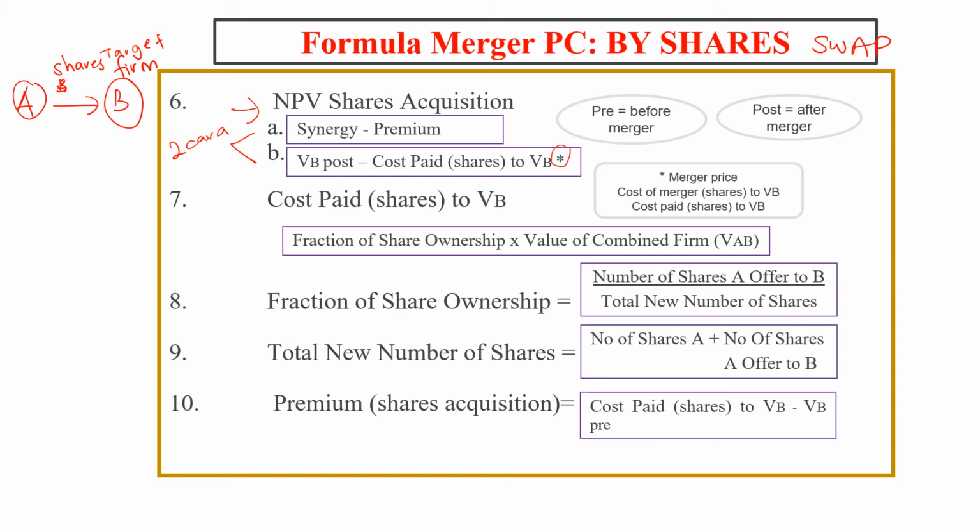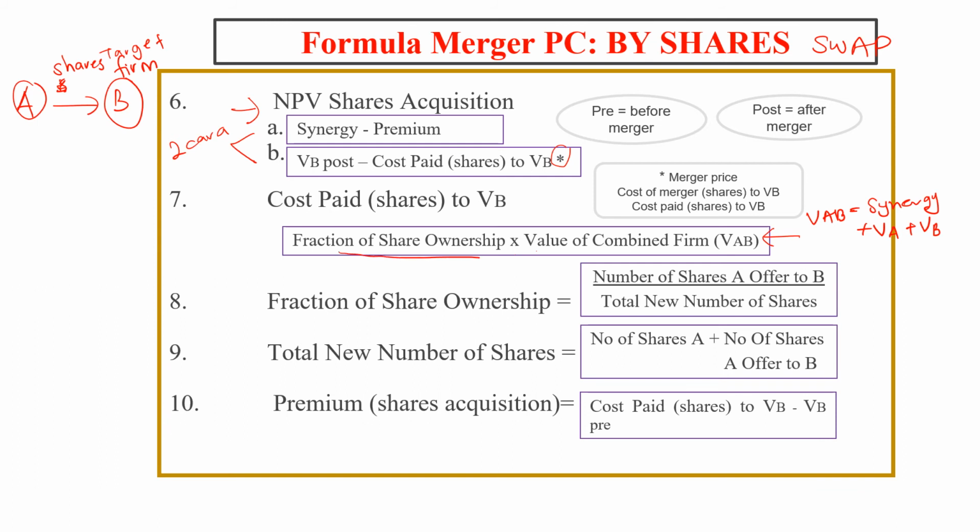And then cost paid shares to B is the fraction of the share ownership times the value of combined firm. How do we calculate the value of combined firm? Look back at the same formula as the cash one earlier. So VAB will equal the synergy plus VA plus VB. So the formula is the same. So for the value of combined firm, you refer back to the same formula. And then the fraction of share ownership you times with the value of combined firm.